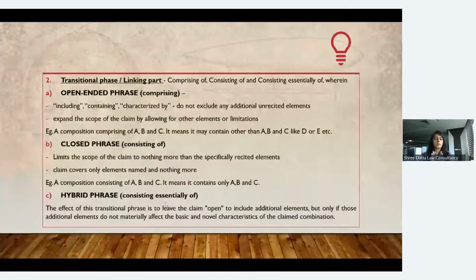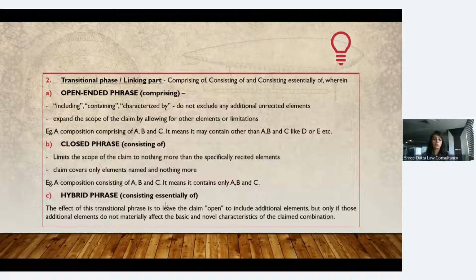So generally people prefer, from a practical point of view and the exam point of view also, the word comprising because it broadens the scope. So, for example, a composition comprising A, B, and C means it may contain other than A, B, C, like D and E, as I have told. Then in the closed phrase, that is consisting of, it limits the scope of the particular claim, nothing more than the specified recited elements. The claim covers only the elements named, nothing more. Like a composition consisting of A, B, C means it contains only A, B, and C, not more than that.